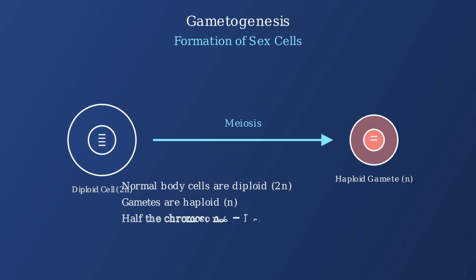Normal body cells are diploid, containing pairs of chromosomes, while gametes are haploid with only one copy of each chromosome. This reduction is essential for maintaining the correct chromosome number when two gametes fuse during fertilization.